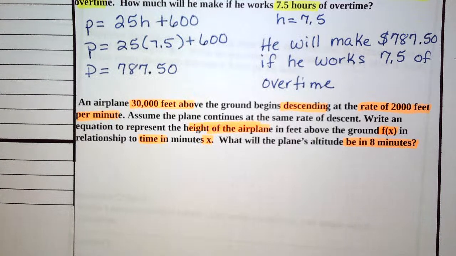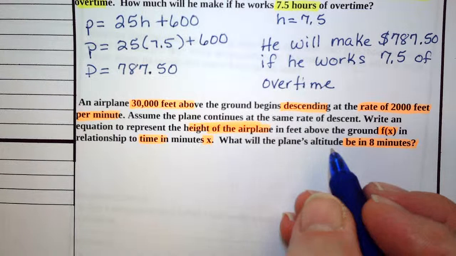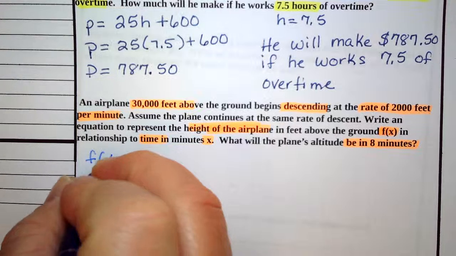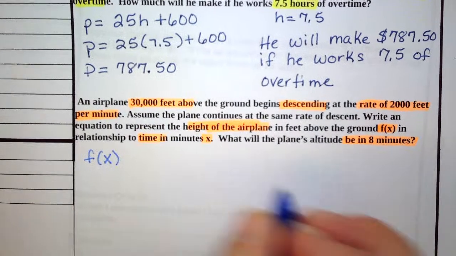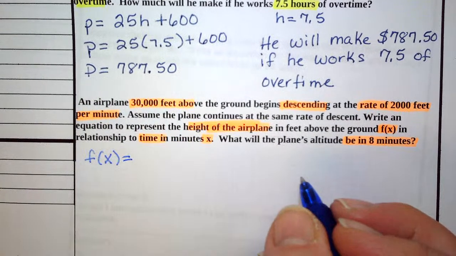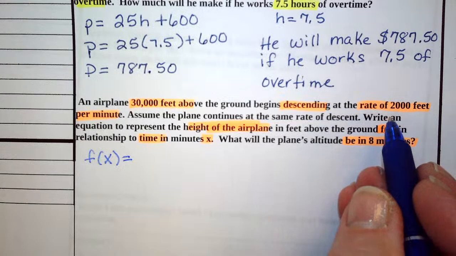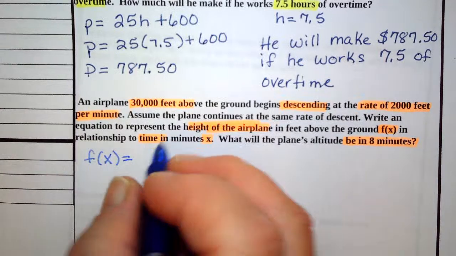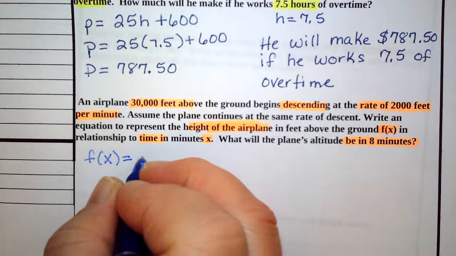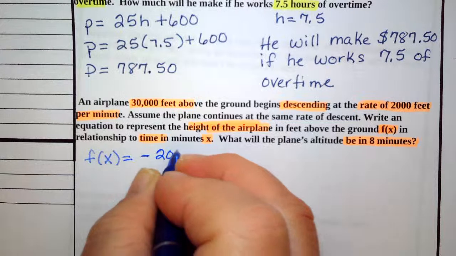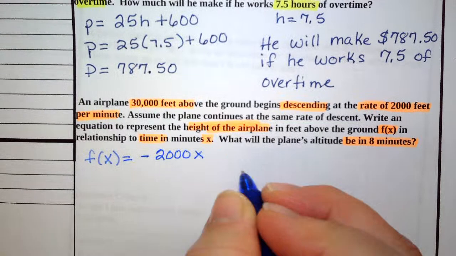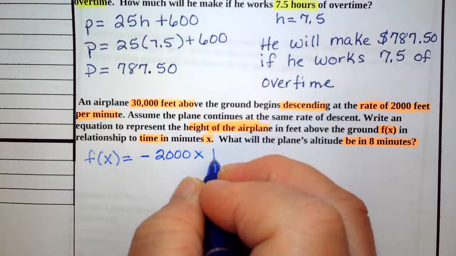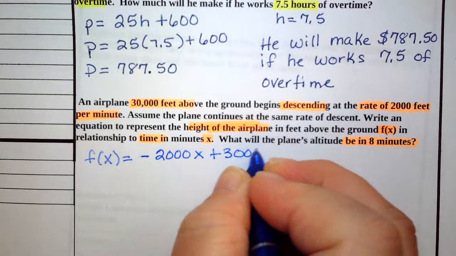So if I'm getting ready to do my equation, what am I looking at? The altitude of the plane. That would be your f of x, your function evaluated with x. So if we're descending, that's what's changing. That's our slope. Descending means it is a negative or positive? Negative slope. That's 2,000 feet, which is x. And what do we start at? We start at 30,000 feet in the air.